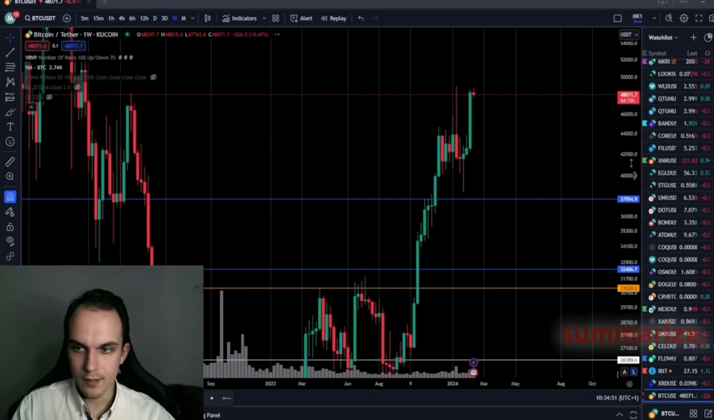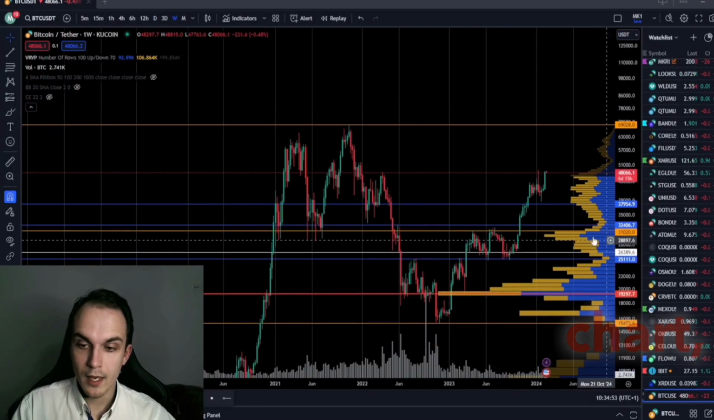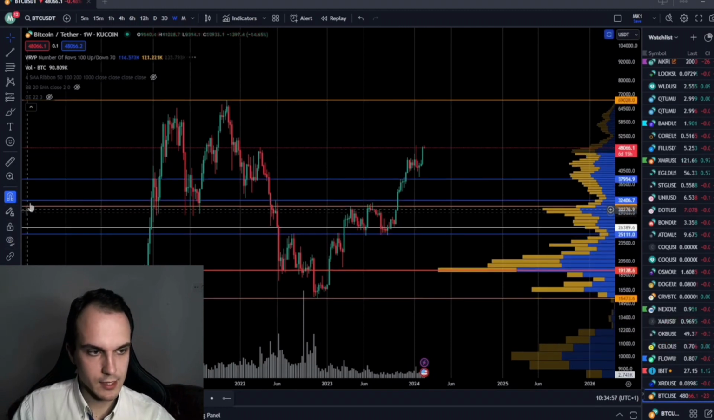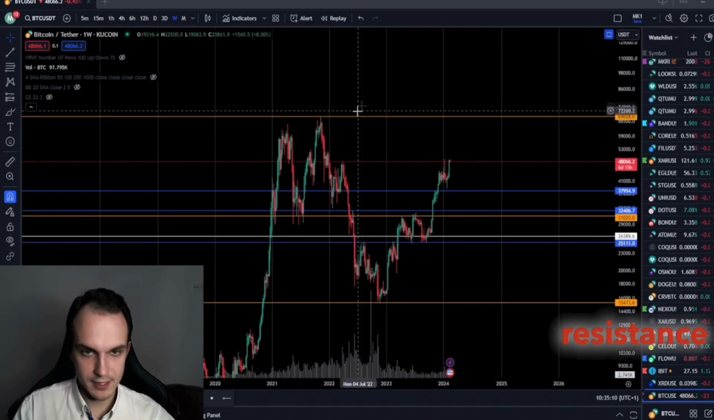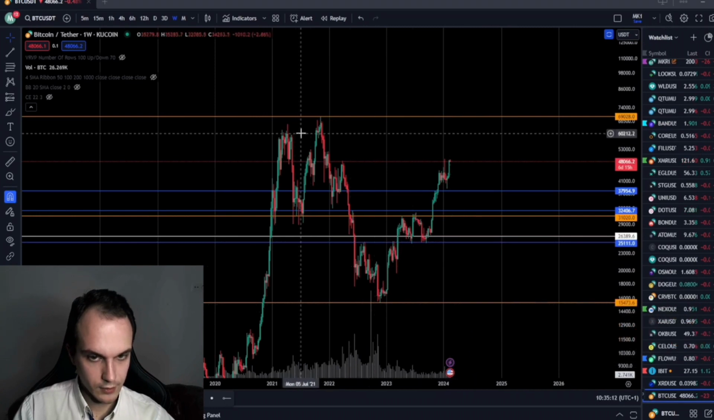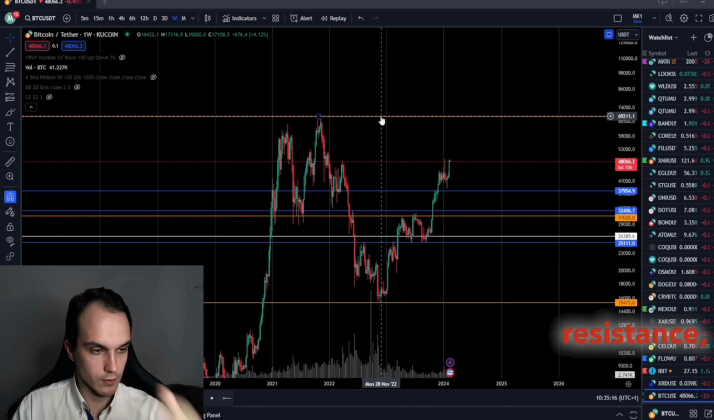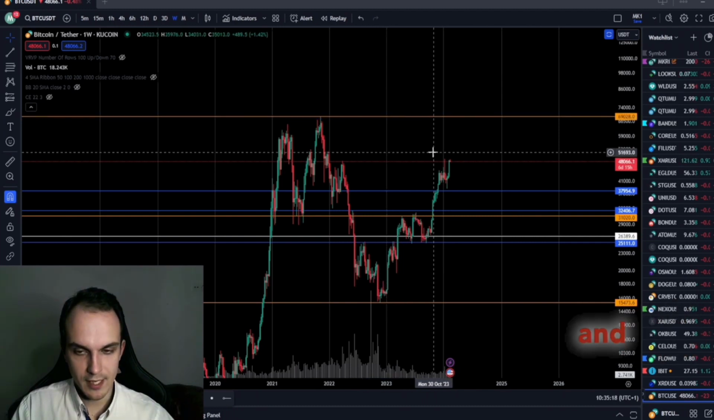To summarize, let's open a large weekly chart. The levels have several classifications and several categories. The first classification is resistance and support, that is, those who support the price and those who are rebounding. Resistance is a price level, a price range, and then locally.